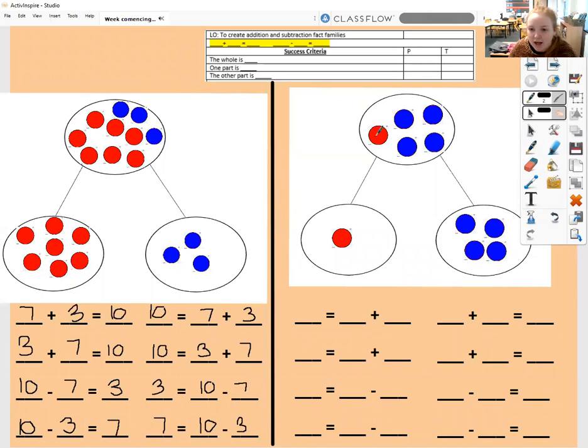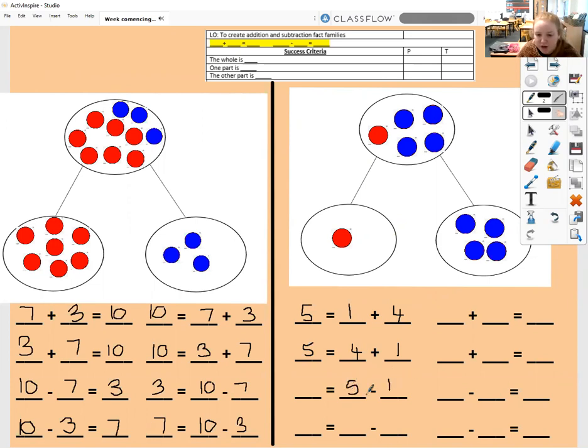So we know that our whole is 1, 2, 3, 4, 5. Our whole is 5, equals our first part, which is 1, plus our other part, which is 4. Look at the fact family flat. So our whole is 5. We're going to swap our parts over, equals our first part, which is 4, plus our other part, which is 1. Now subtraction.